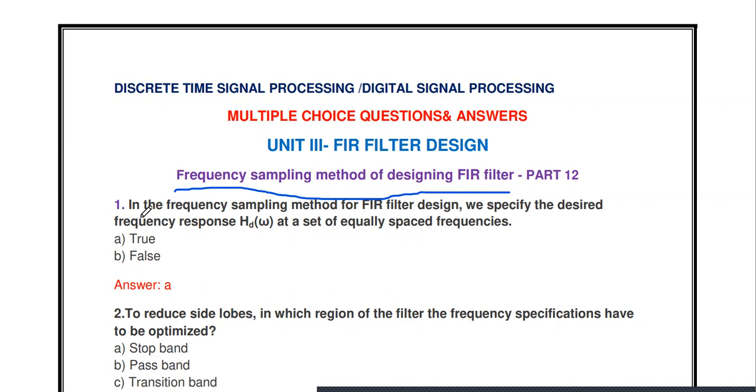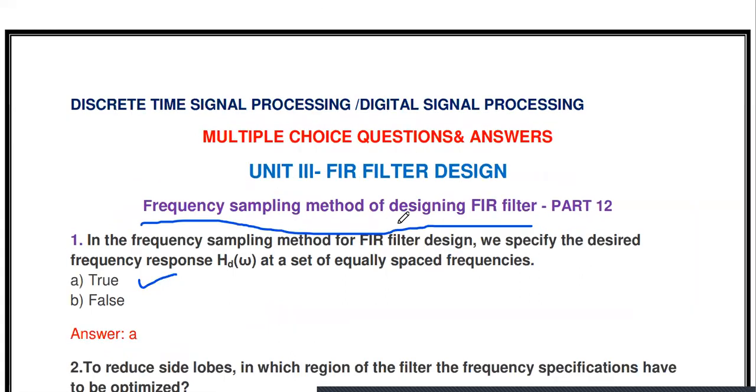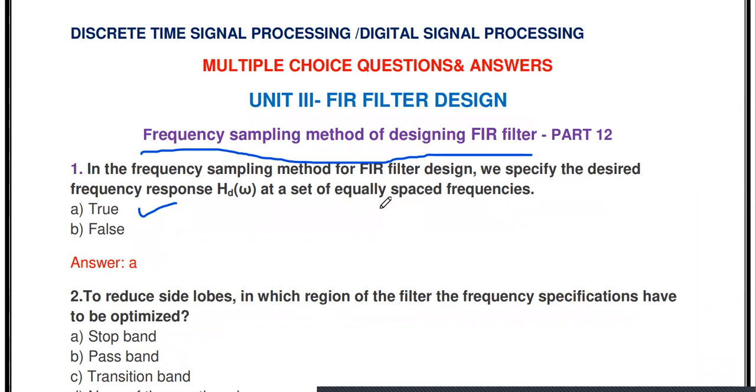So first you see the question. In the frequency sampling method for FIR filter design, we specify the desired frequency response Hd of omega at a set of equally spaced frequencies. Is it true or false? It's true. In the frequency sampling method of designing FIR filter, we specify the desired frequency response at a set of equally spaced frequencies. So this statement is true.